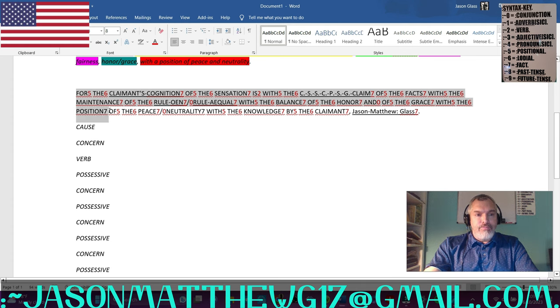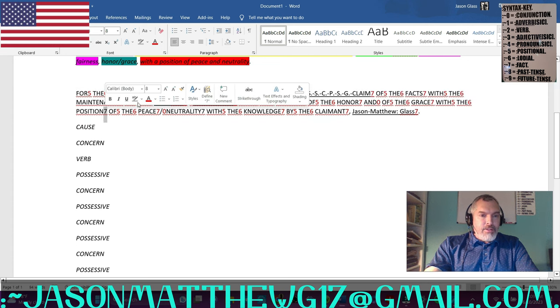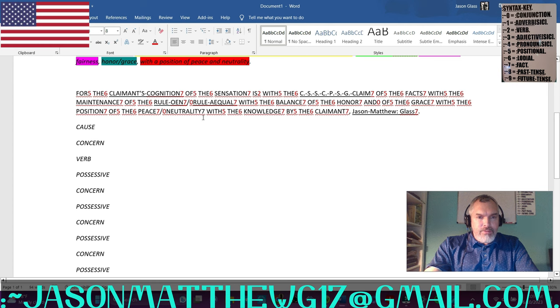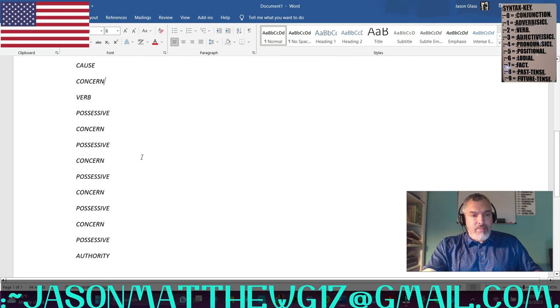5, 6, 7. 0, 7, 5, 6, 7, 5, 6, 7, 7. And it bugs me that I missed highlighting these two sevens with red, so I'm going to fix that real quick. And there's your complex correct sentence structure.